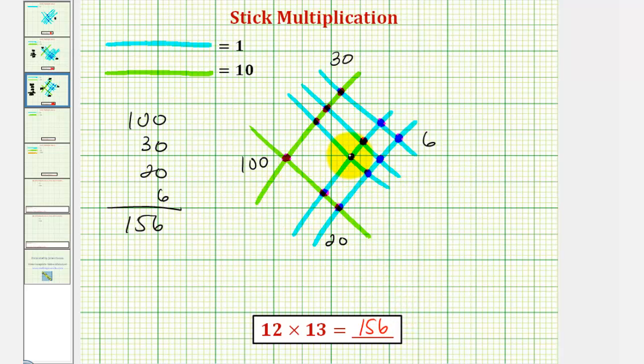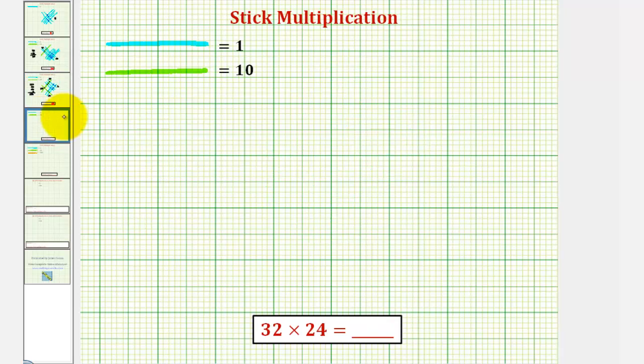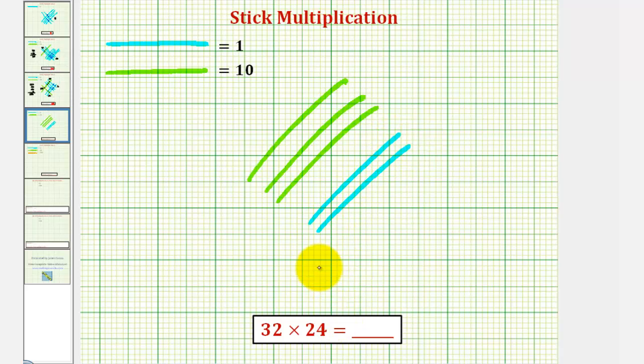Stick multiplication is also a nice way to visualize partial products, which we'll take a look at in our next lesson. Let's take a look at one more example. Here we want to model 32 times 24. So for 32, we'll start with 3 green sticks. That would be 10, 20, 30, and then 31, 32, and then times 24. So for 24, we'll have 2 green sticks. That's 10, 20, and 4 blue sticks. So 21, 22, 23, and 24.